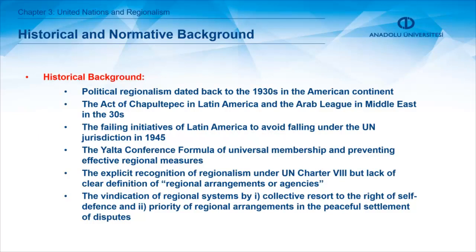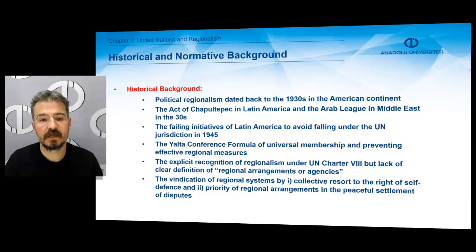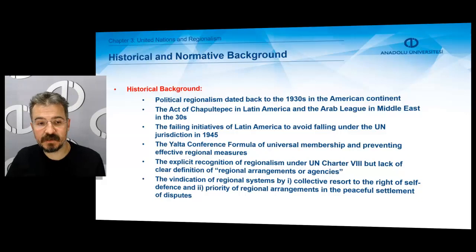In fact, the historical background of political regionalism dates back to the 1930s, particularly in the American continent. The first example of the rise of political regionalism can be found in Latin America with the signing of the Act of Chapultepec. Another example from the 30s is the creation of the Arab League in the Middle East.